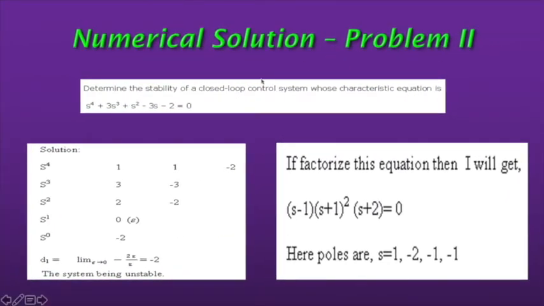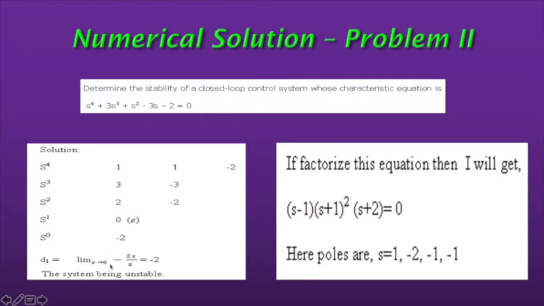Numerical solution, problem 2. Determine the stability of the system using this characteristic equation. Similarly, form row 1 and row 2 from this characteristic equation. Then form row 3: 3 into 1 minus 1 into minus 3, so this value is 2, and this value is minus 2. Then create this row: 2 into minus 3 minus 3 into minus 2, so this value is 0. This 0 is replaced by epsilon.